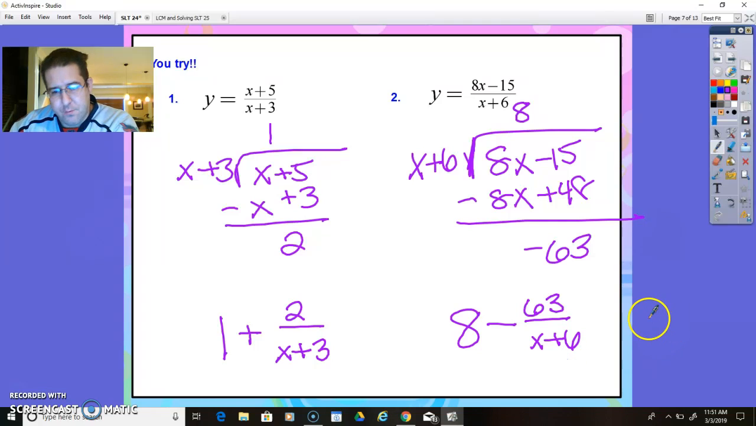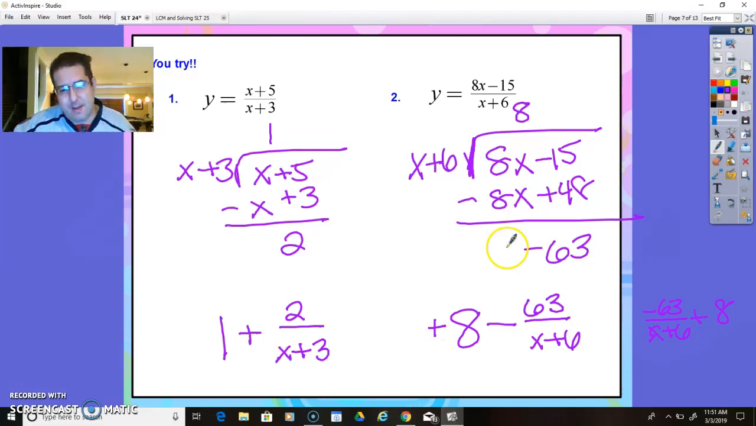Now, you could have also written that as negative 63 over x plus 6 plus 8. That would be the exact same thing. There are actually several ways you could write this exact same expression. Because like I said, remember, you can move this minus sign up to the numerator, or you can move it down to the denominator. And then you always take the sign that comes before something. Since there is no sign, this is really a positive 8. It doesn't matter if you put the positive 8 on the left-hand side or the right-hand side. It's going to be the exact same thing.